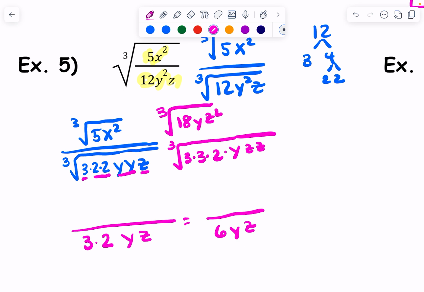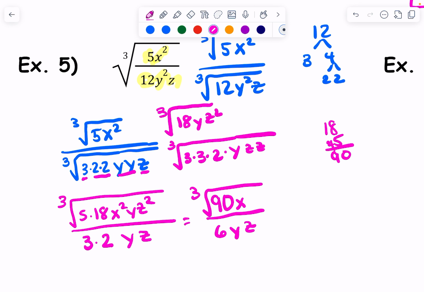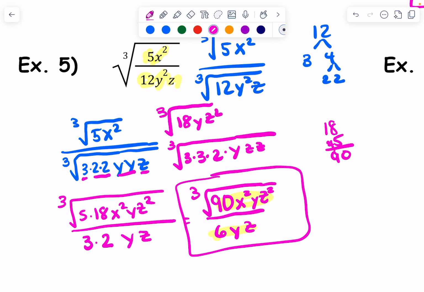Now on the top, we don't have anything that we can take out. So we're going to just leave everything inside. So we'll have 5 times 18, and then x squared y z squared. So we'll take 5 and 18, and we'll get 90, right? So we have the cube root of 90 x squared y z squared. Now, these are inside and these are outside, so we can't simplify this at all. Okay, so we're finished with that one. Yay, okay. And remember, we didn't need absolute values because this is an odd index.